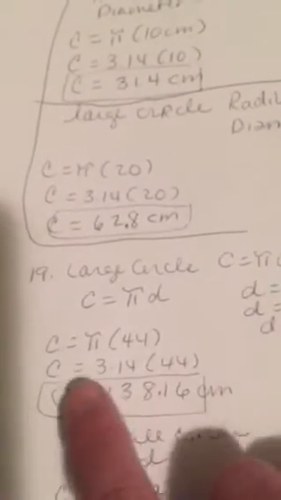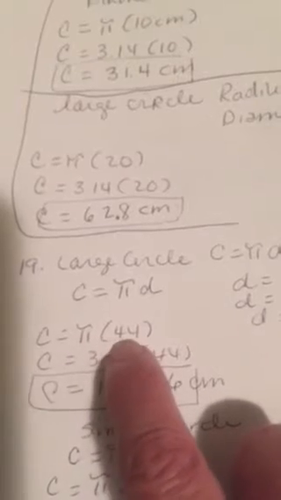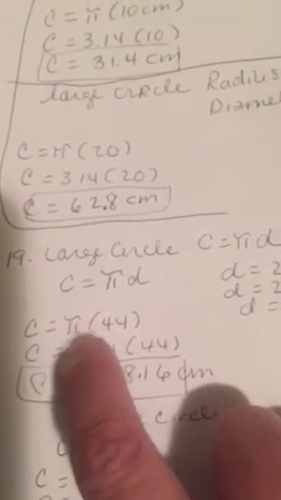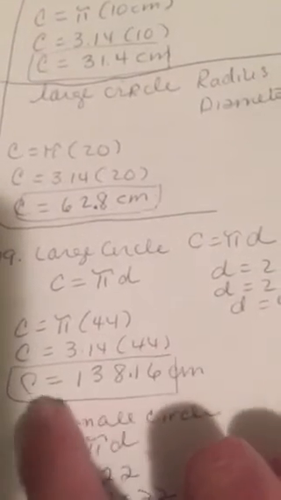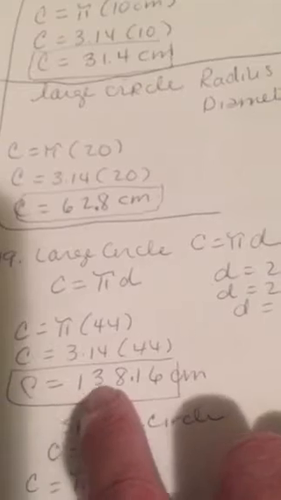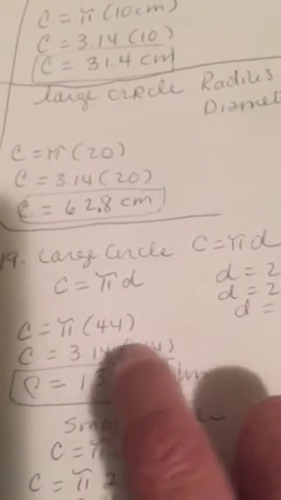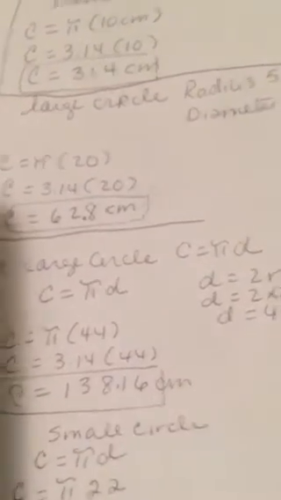So now we got to plug in 44 right here. So circumference equals pi times 44. Circumference equals 3.14, we plugged in pi, times 44. You can use a calculator for this. Circumference equals 138.16 centimeters after you use the calculator and calculate that out, 3.14 times 44.